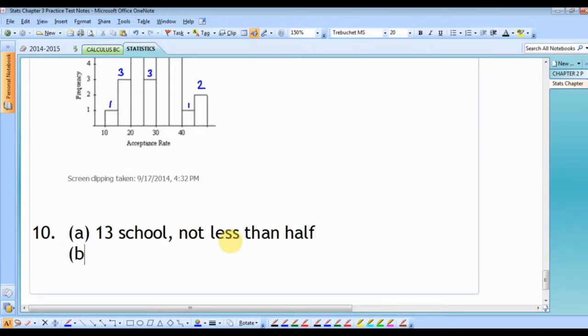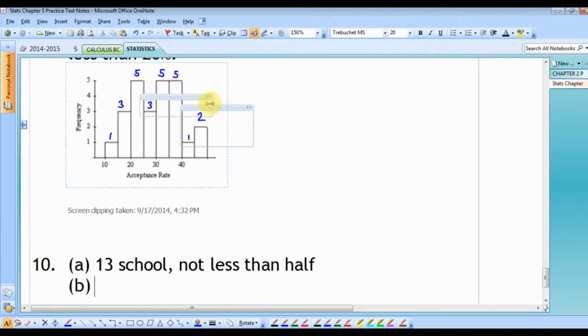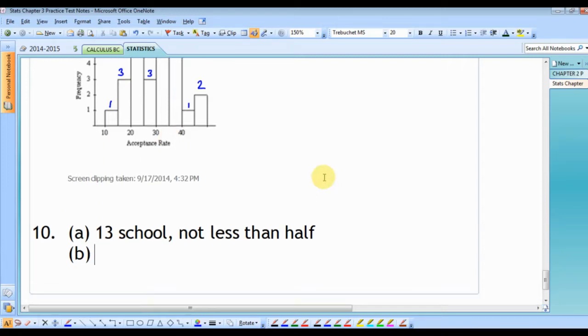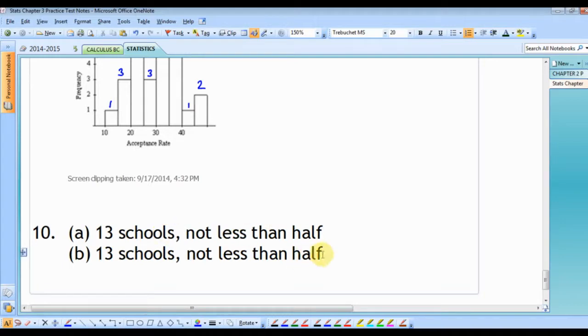B, we're taking a look at somewhere between 25 and 40. Between 25 and 40, that's 5, 10, that's another 15 schools. That's 13 schools again, right? Yeah. That's not less than half.